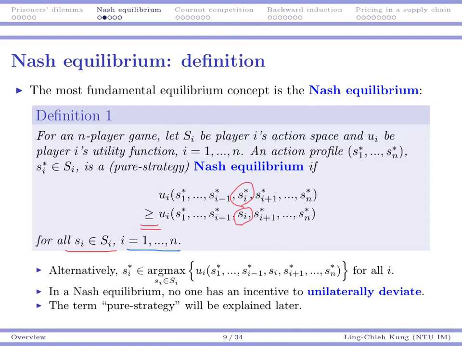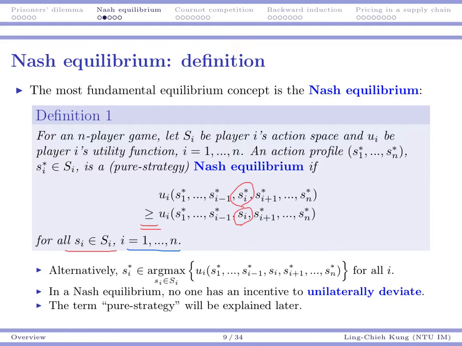Another way to write it down is the following. For all the players, if the player tries to solve the optimization problem for selecting an action, then given the other players' actions, my action would be the one in the Nash equilibrium. So either this or that. That's the mathematical definition of Nash equilibrium.